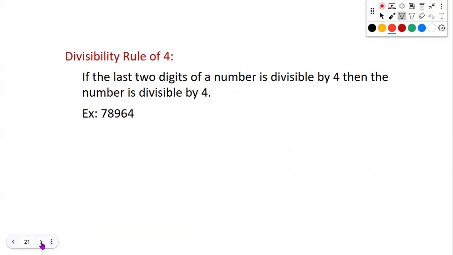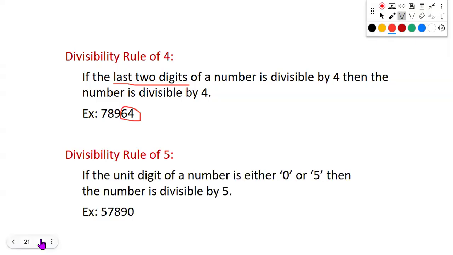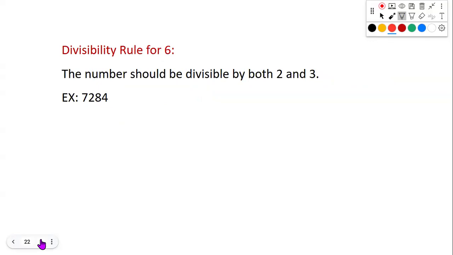So divisibility by 4, you check the last 2 digits, that is unit place and tens place. You will be checking only the last 2 digits. 64. Is it divisible by 4? Yes. 4 ones are 4, 4 sixes are 24. So entire number will be divisible by 4. And 5, units digit either 0 or 5. Divisibility by 6: number divisible by both 2 and 3. So factors for 6 are 2 and 3. Leaving 1, we have other factors 2 and 3. So it's a combination. I have to check for 2, I have to check for 3. What is 2? Check the unit place. What is 3? Sum of the digits.